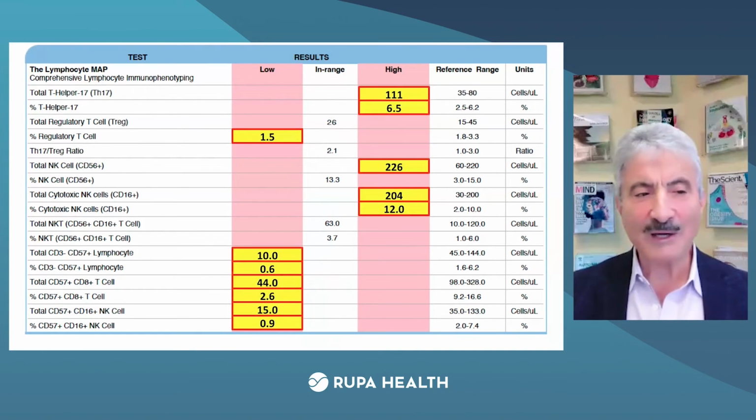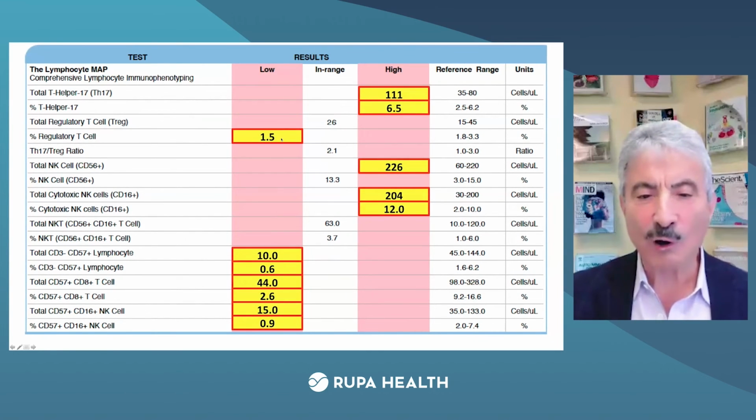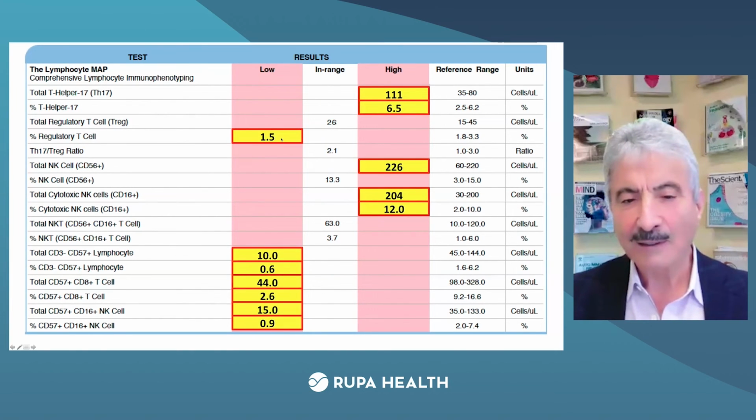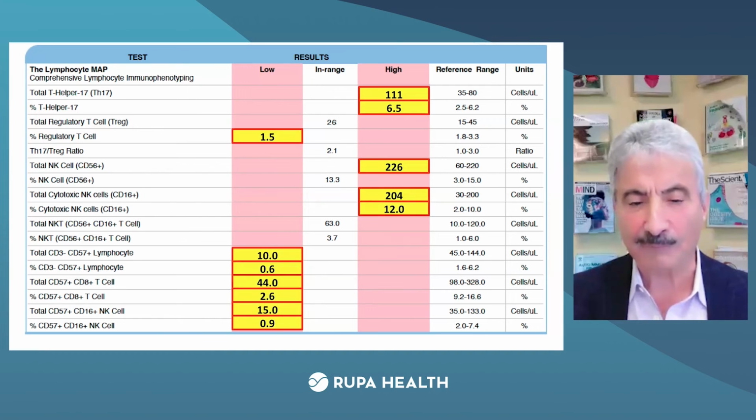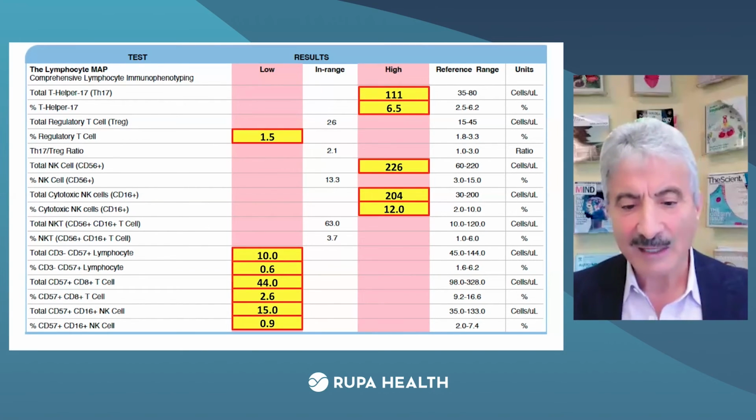Furthermore, this patient is not only having high Th2, but is also having low regulatory T cells. So that confirms that the patient indeed is suffering from mast cell activation. Of course, there are some abnormalities at the level of natural killer cells, which indicates absolute immune dysregulation.